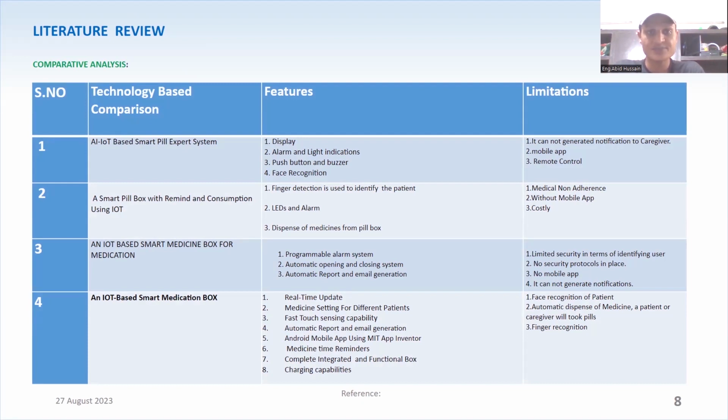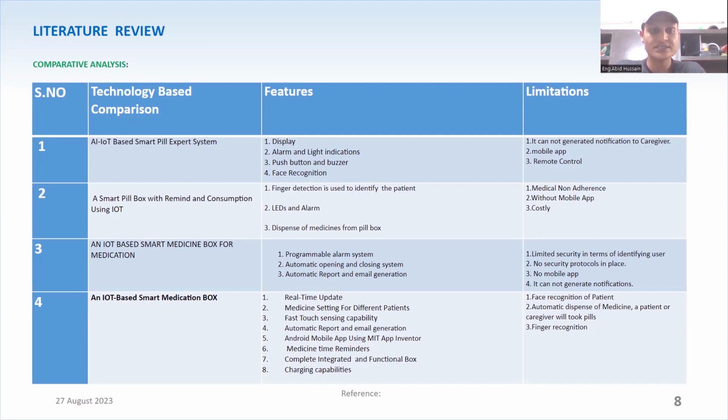The third one is an IoT-based smart medicine box for medication. Its features are a programmable alarm system, automatic opening and closing system, and automatic report and email generation. Its limitations are limited security in terms of identifying the user, no security protocols in place, no mobile app, and it cannot generate notifications.